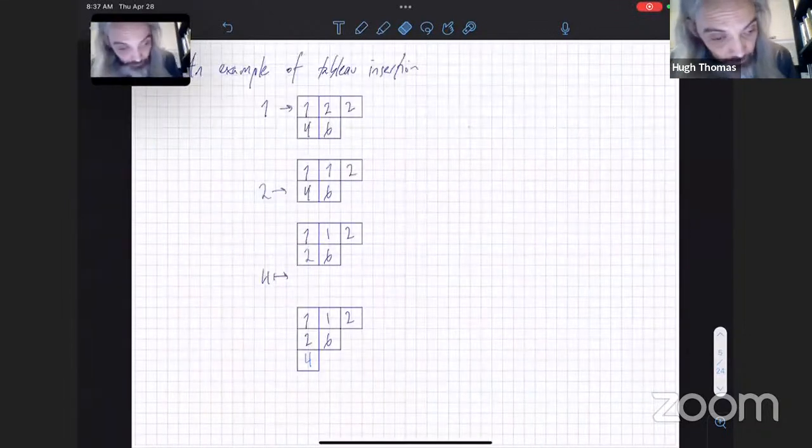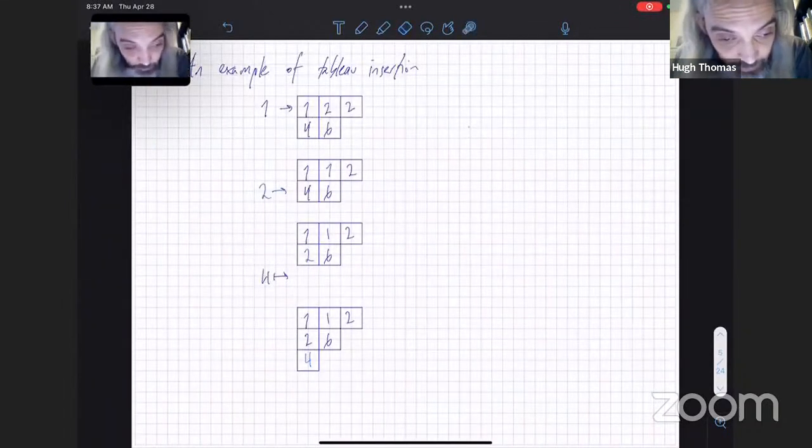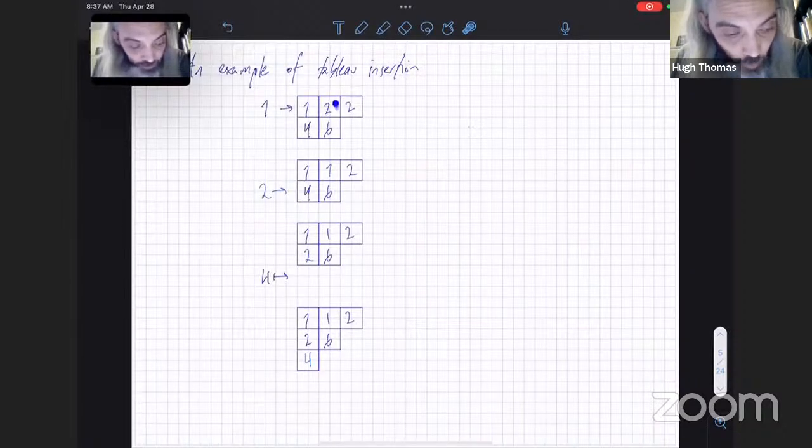So to give an example, let's say we were trying to insert a 1 into this tableau. So we look, where can we insert the 1? And so this is where the 1 wants to go. So we put it there, but that bumps out the 2. And so now we have this 2, which we're supposed to insert into the second row. And again, the place it wants to go is there.